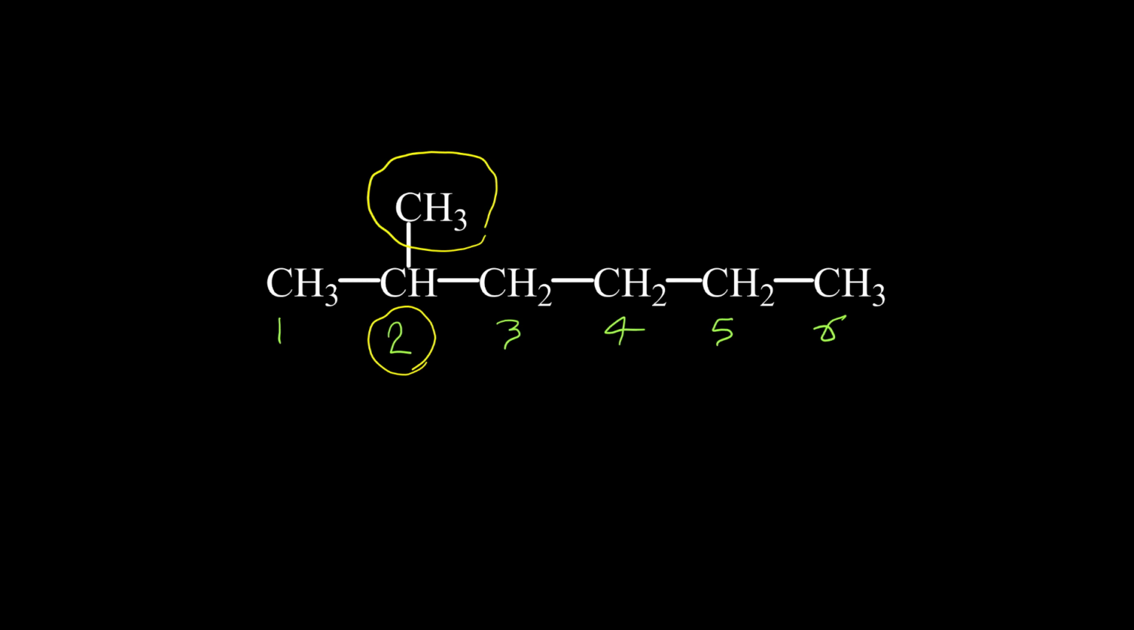The name for CH3 group is methyl, and the methyl group is on carbon 2. After the name of the branch or substituent, we have to write the name of the parent chain. The parent chain has 6 carbons, and the alkane with 6 carbons is named hexane. So the name of this molecule is 2-methylhexane. Let's have more examples.